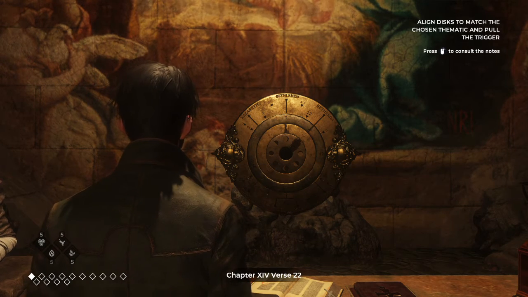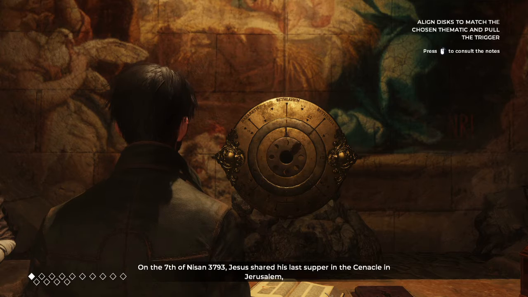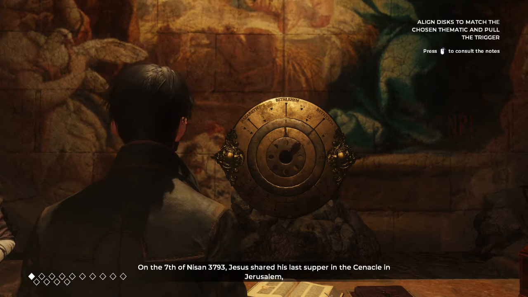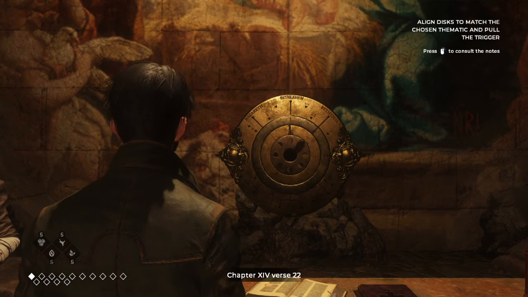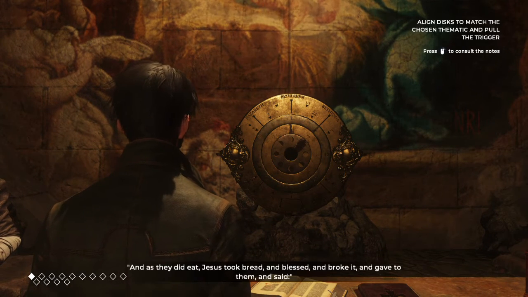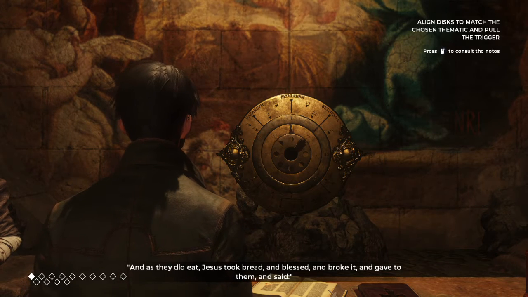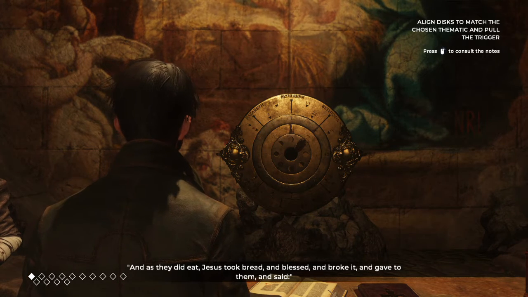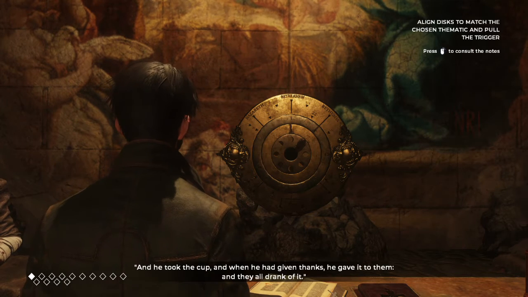Chapter 14, verse 22. On the 7th of Nisan, 3793, Jesus shared his Last Supper in the Cenacle in Jerusalem. And as they did eat, Jesus took bread and blessed and broke it, and gave to them and said, Take, eat. This is my body. And he took the cup, and when he'd given thanks, he gave it to them, and they all drank of it.